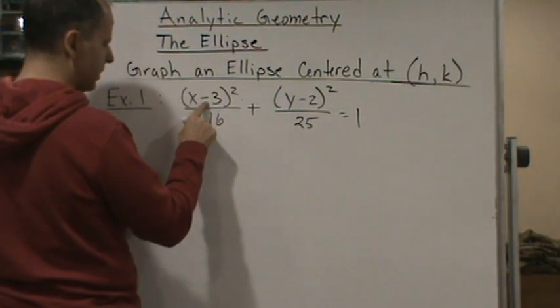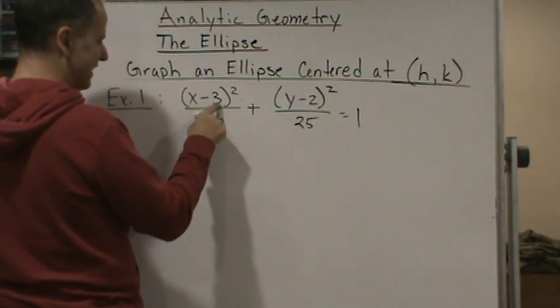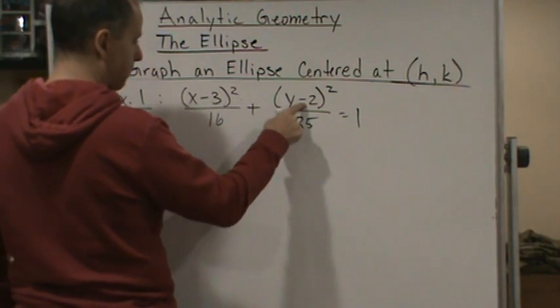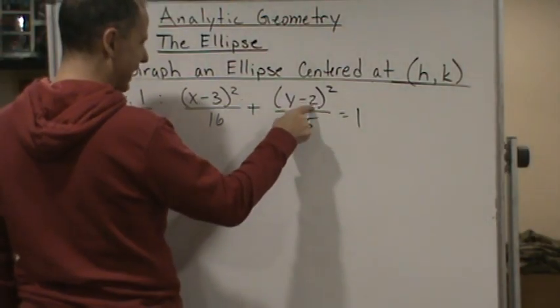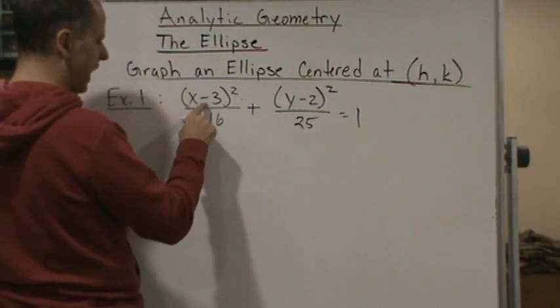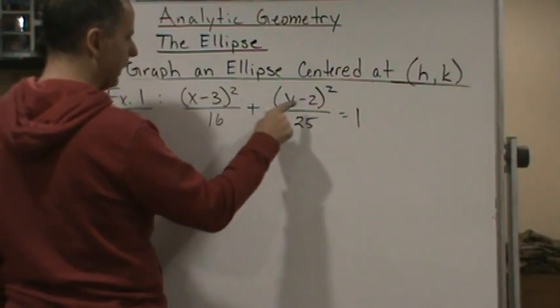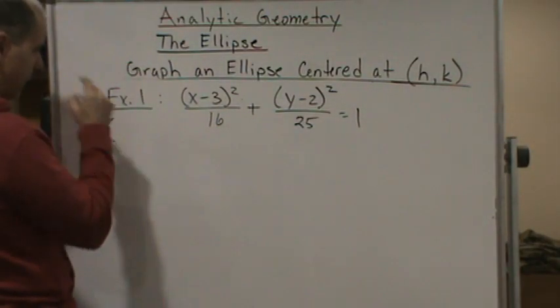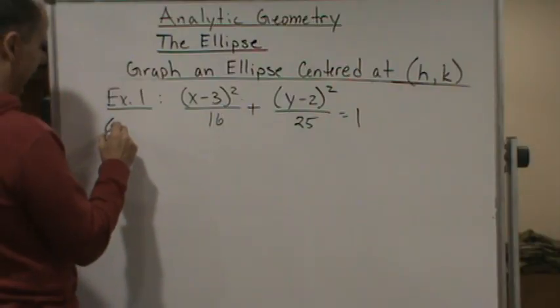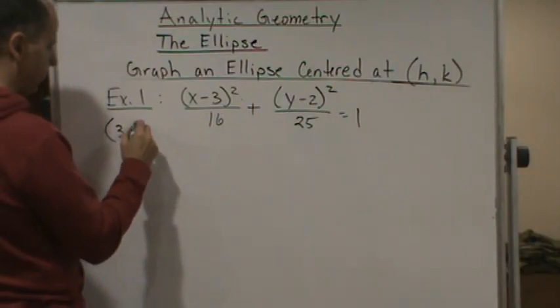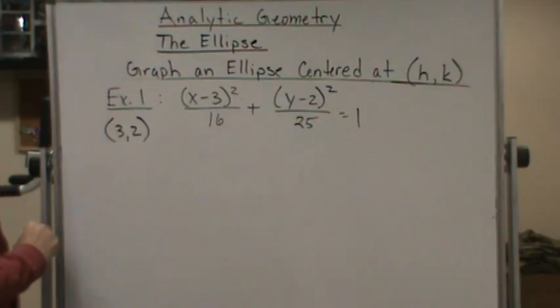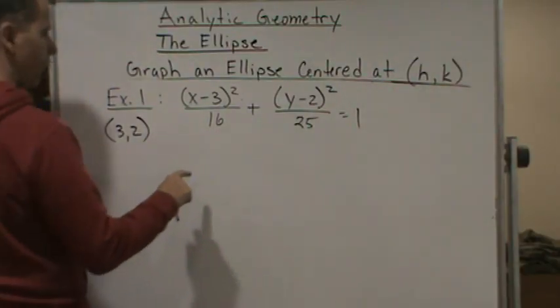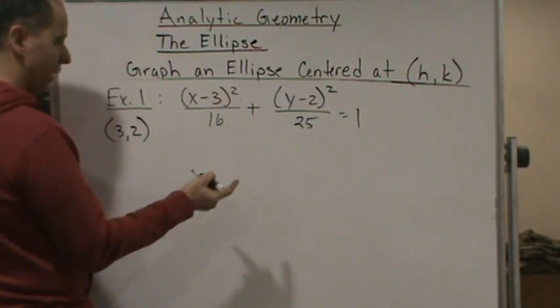If this was a plus, then we would know that h is -3. If this was a plus, then we would know that k is -2. But since they're subtraction, we know that h is 3 and we know that k is 2. So we know the center of this ellipse is located at what? 3, 2. Okay.